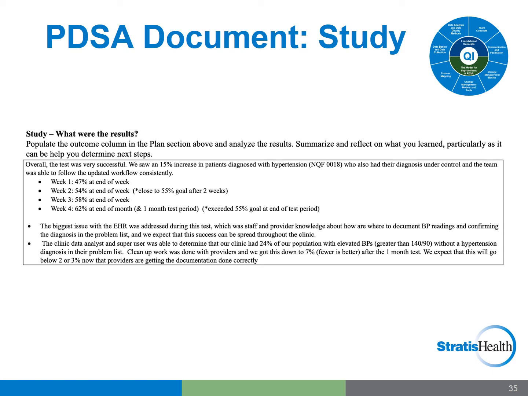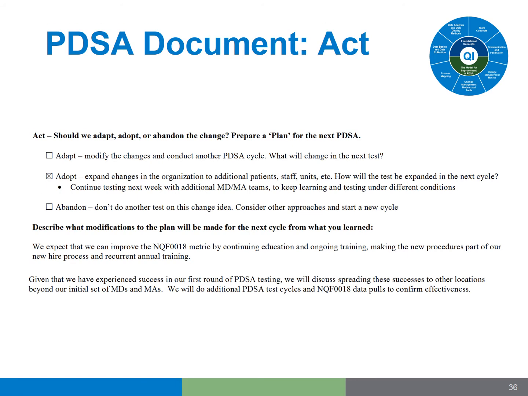They still need to complete the ACT step, the final step of the PDSA tool, and in this case, determine how they are going to maintain those gains, possibly improve further on them, and disseminate them as needed. The final step of the PDSA document, ACT, requires the QI team to make a decision about the changes they tested. Adapt: modify the changes and repeat using a new PDSA test cycle. They would either fill out a new PDSA form or modify their existing form as needed. Adopt: consider expanding the changes in their organization to additional residents, staff, and units, etc. Abandon: change your approach and repeat the PDSA cycle.